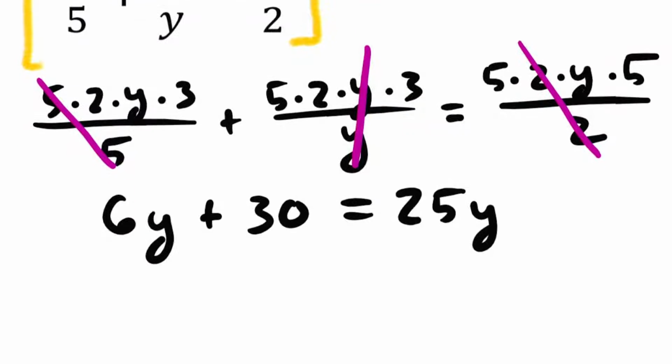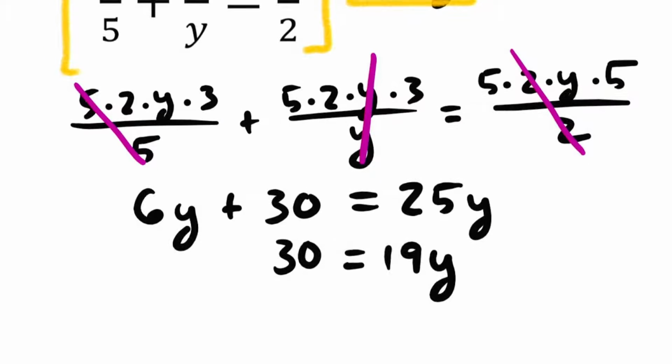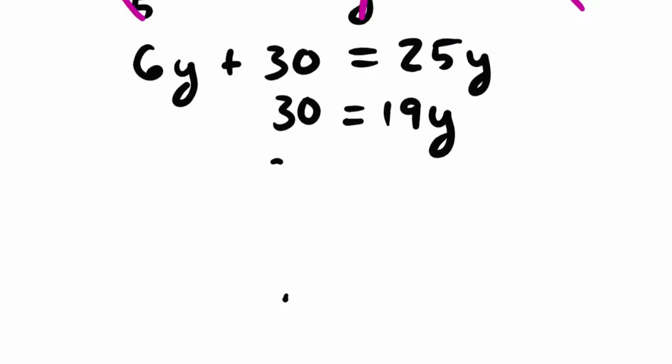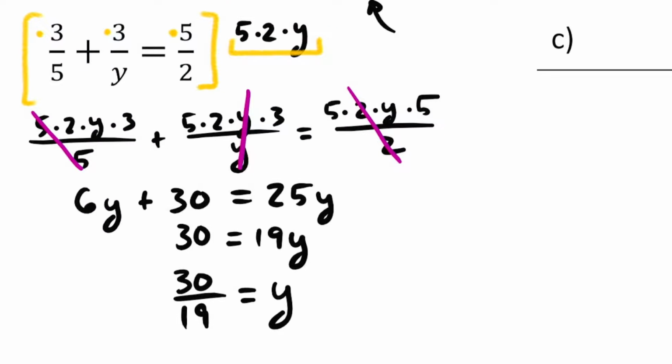I guess the next good step would be to subtract 6y from both sides. So this is going to give me 30 equals 25 minus 6, I think, is 19y. That means, ooh, is it? Yeah. That means that 30 divided by 19 is what I think y is. Now, that is definitely worth checking.